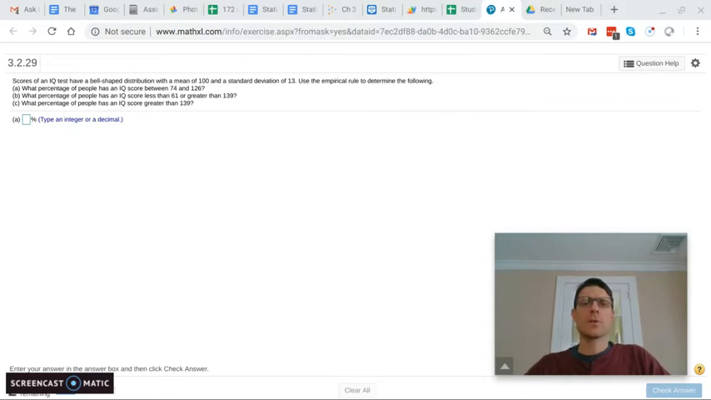Okay, this is question number 9 from section 3.2. Somebody sent it in to me. And we've got this empirical rule, which is really a quick way to estimate percentages for any normally distributed phenomena. If we know the phenomena is normally distributed, based on the number of standard deviations from the center, we can quickly estimate what percentage it is.